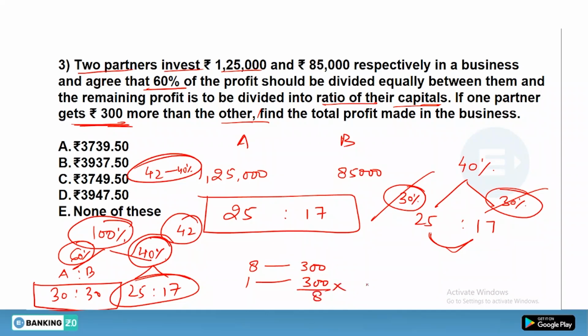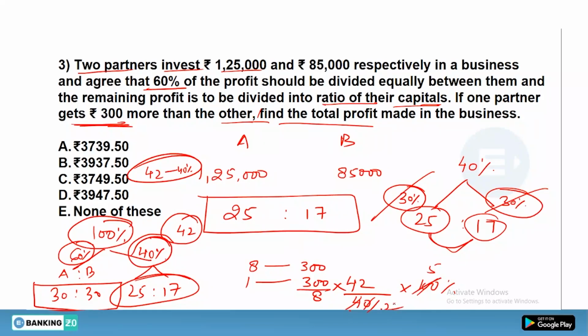And if you have taken this 25 and 17 as A and B's ratio of profit, that means their total profit of 42 would be equivalent to 40%. And they are asking about total profit made in the business, and that profit would be 100%. Okay, when you solve this question, you will solve it very easily.